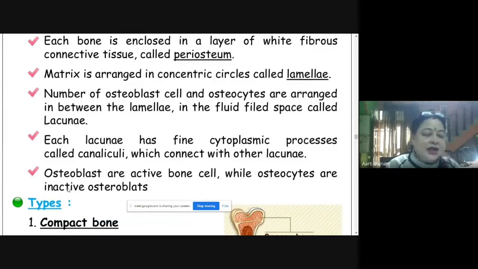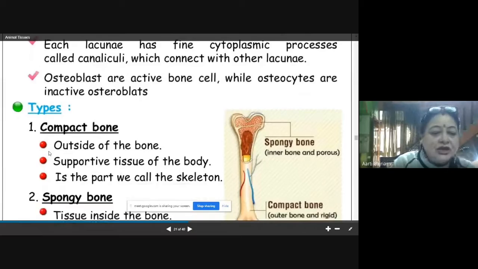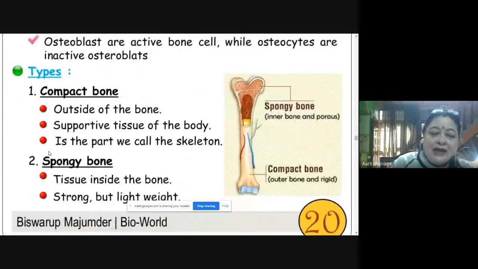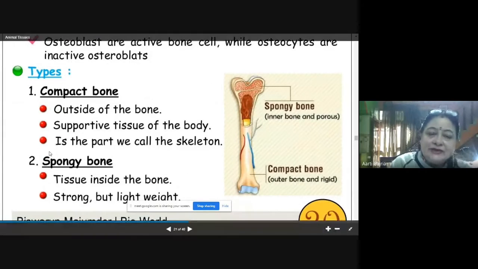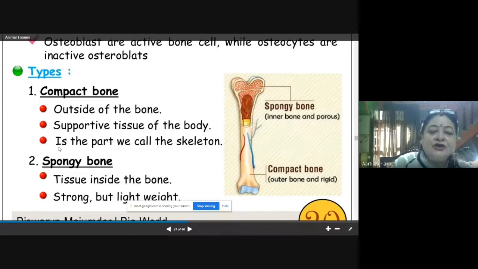Now, if you see the types of bones, there are two types, compact and spongy. Compact is outside the bone, the supportive tissue of the body, the part we call the skeleton. And spongy is inside the bone, strong but lightweight.